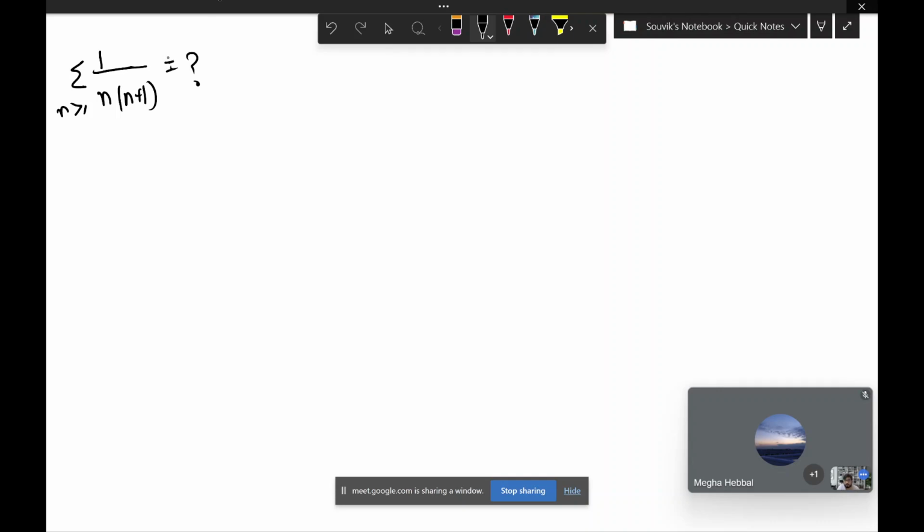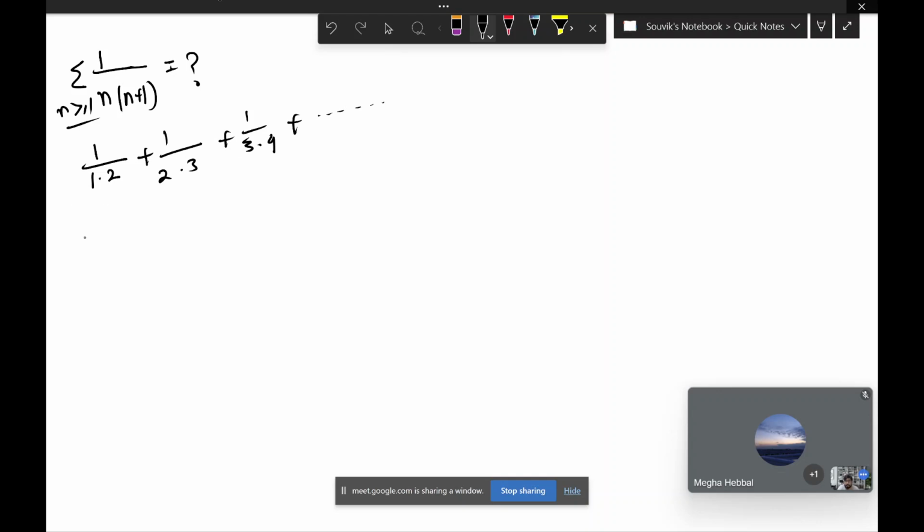Yes, sir. Okay. So consider the following series, summation 1 by n into n plus 1. We need to find the value of the summation. This series is basically 1 by 1 into 2 plus 1 by 2 into 3 plus 1 by 3 into 4 plus dot dot dot.